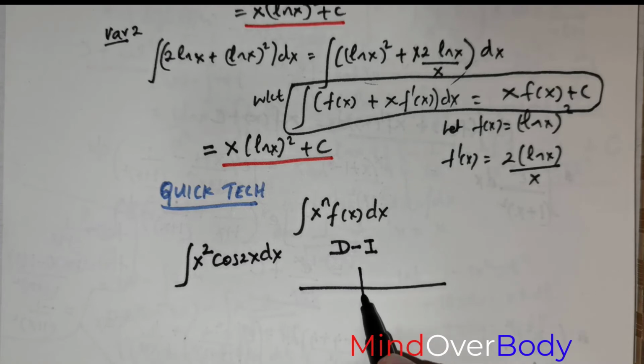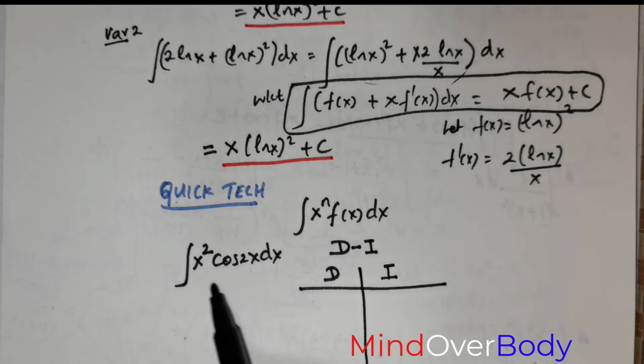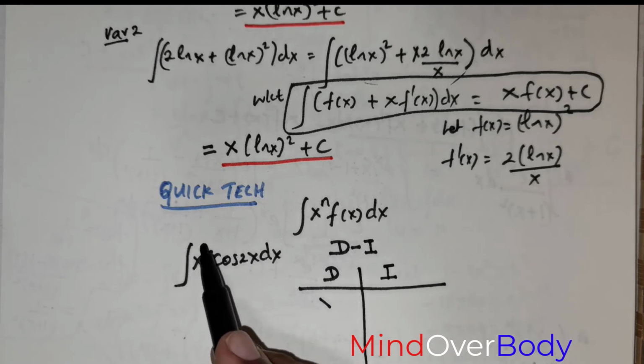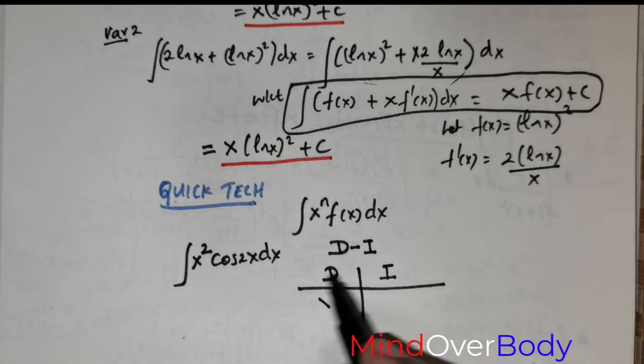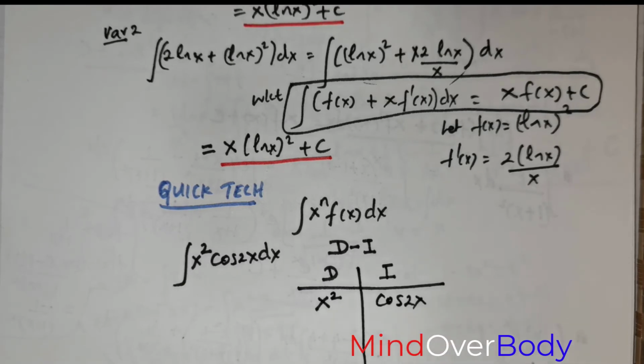We will divide it into two columns like this. We will have a D here and an I here. We will take the components given here based on our u. In this case we have algebraic and trigonometric. If we apply LIATE, x squared will be the first term, which falls under the differentiation category, and cos 2x will fall under the integration category.